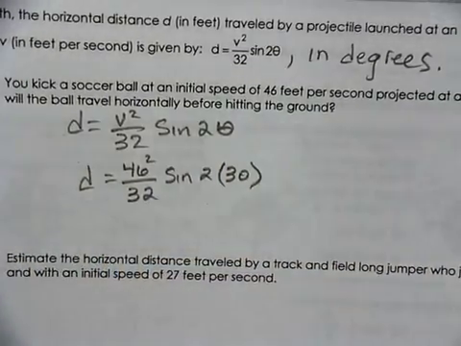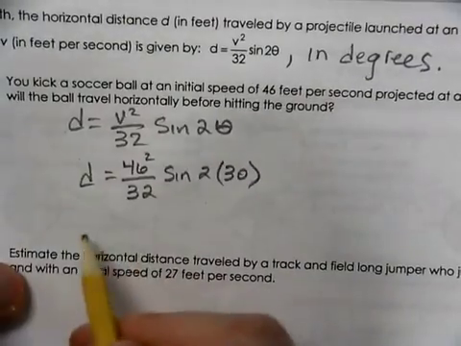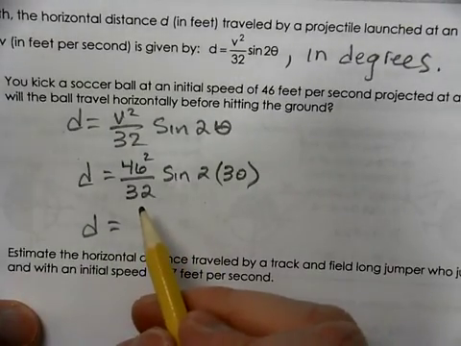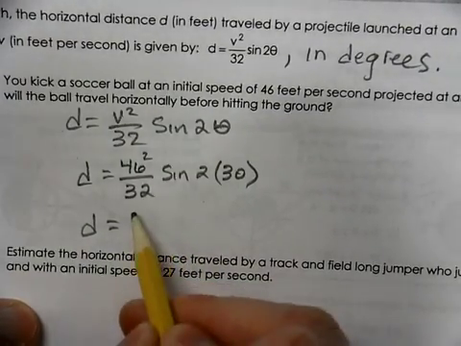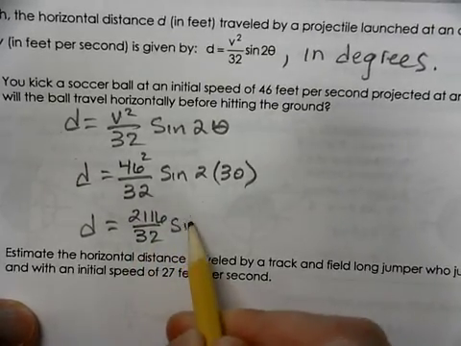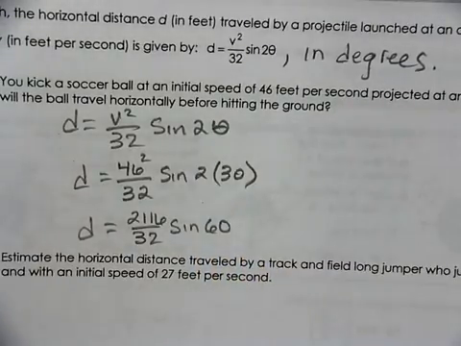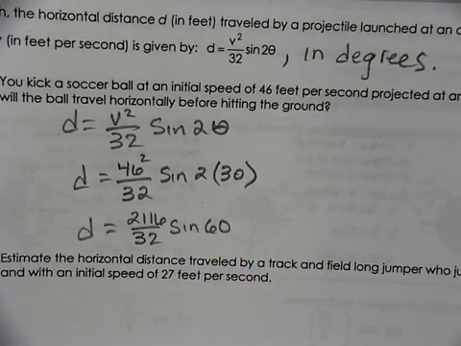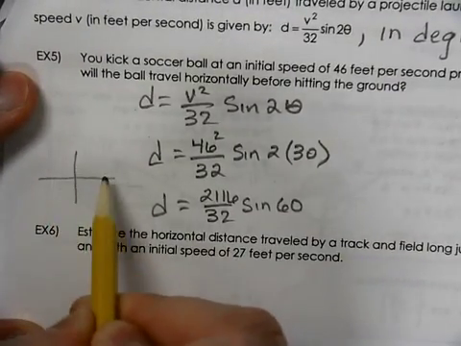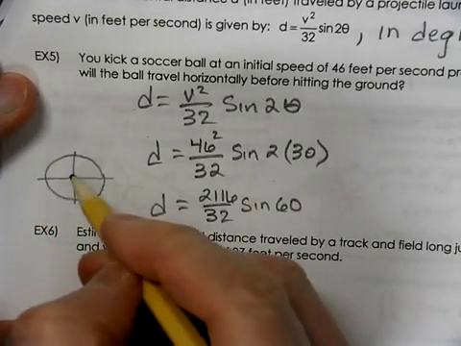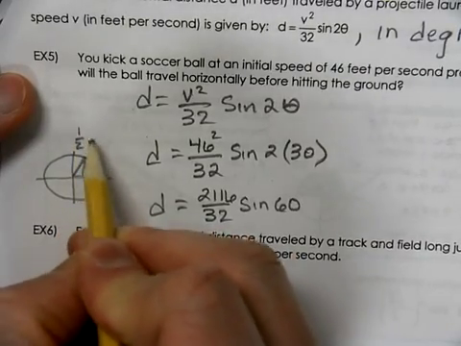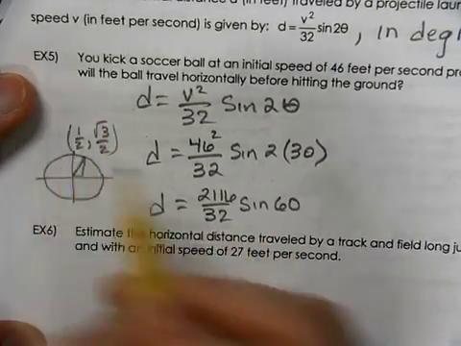This is going to give us the distance that the ball flies, assuming that there's no air resistance actually for this problem. 46 squared is going to come up to be 2,116 divided by 32. Sine of 60. Well, thinking about the unit circle, we know what sine of 60 is. 60 degrees is short long, so it's square root 3 over 2.